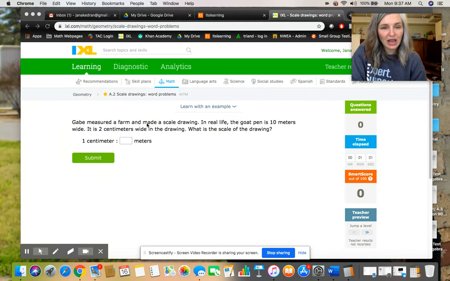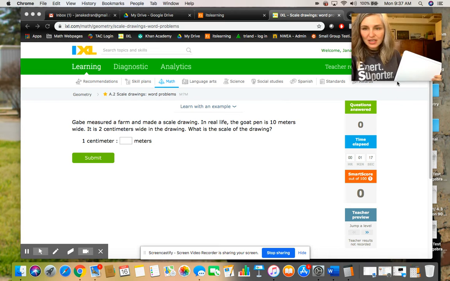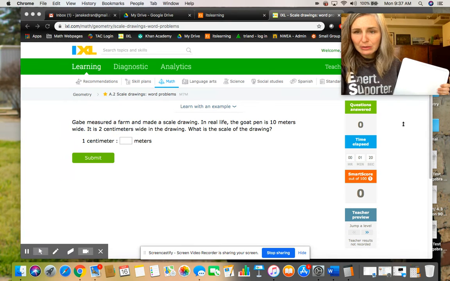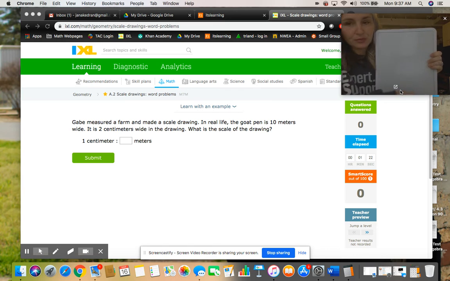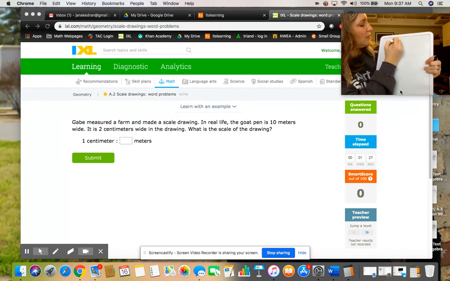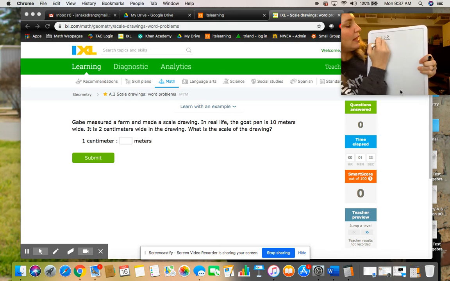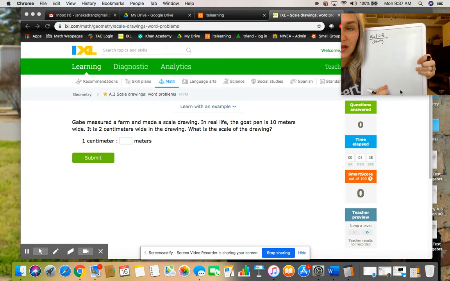It says Gabe measured a farm and made a scale drawing. In real life, the goat pen is 10 meters wide. It is 2 centimeters wide in the drawing. What is the scale of the drawing? And I might just pull up a little whiteboard here to talk about this. I'm going to make this just a tiny bit bigger here. So if I'm looking at this, I'm saying what's happening in real life in comparison to what's happening in my drawing. Okay, so just kind of keeping in mind what's happening here in this problem.